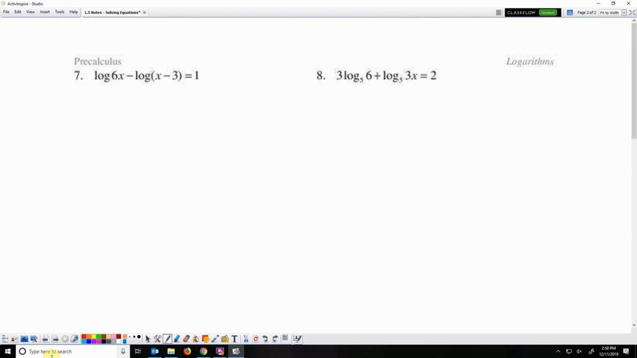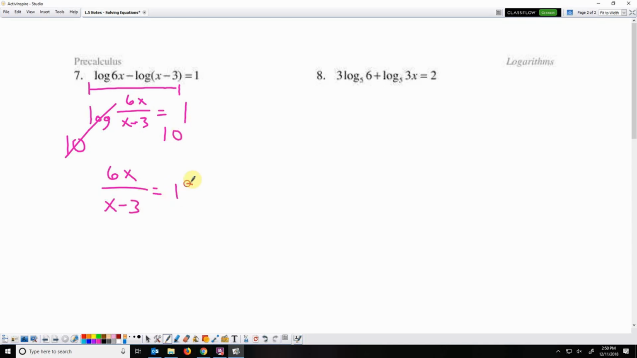All right. On the next page, I've got a pair of logs with base 10 that I can combine. So I get log, and then subtraction means I'm dividing: 6x over x minus 3 equals 1. Now notice this time I don't have a logarithm on the right side, so I can't just cross the logarithm out. But since I have a log base 10, I can treat each side as a power with a base of 10, and that will cancel out my log base 10. So I get 6x over x minus 3 equals 10 to the first power, 10.